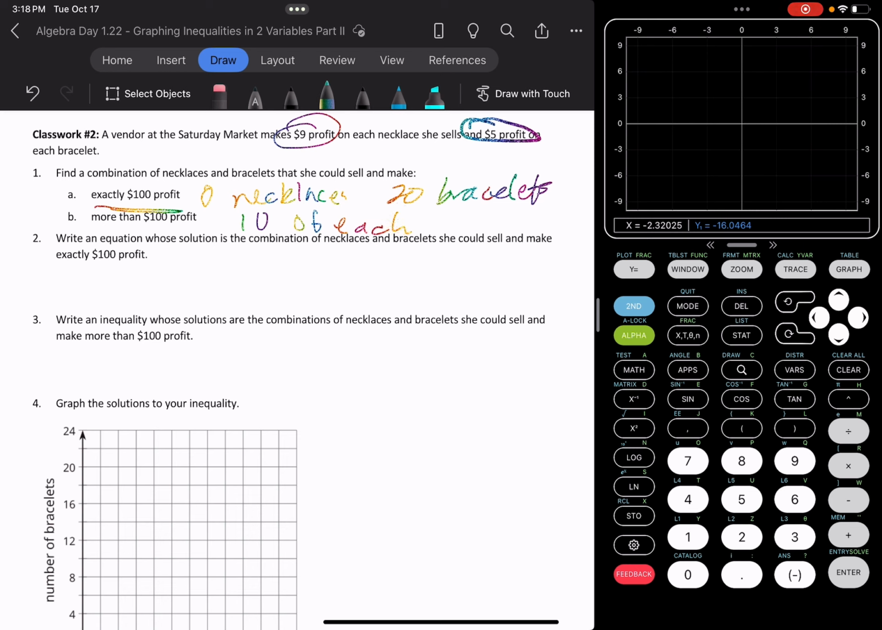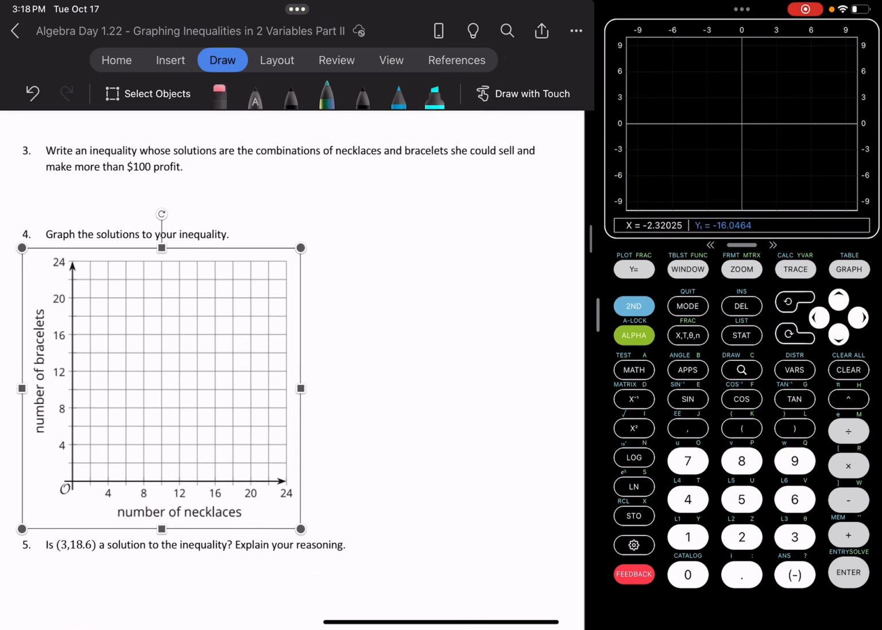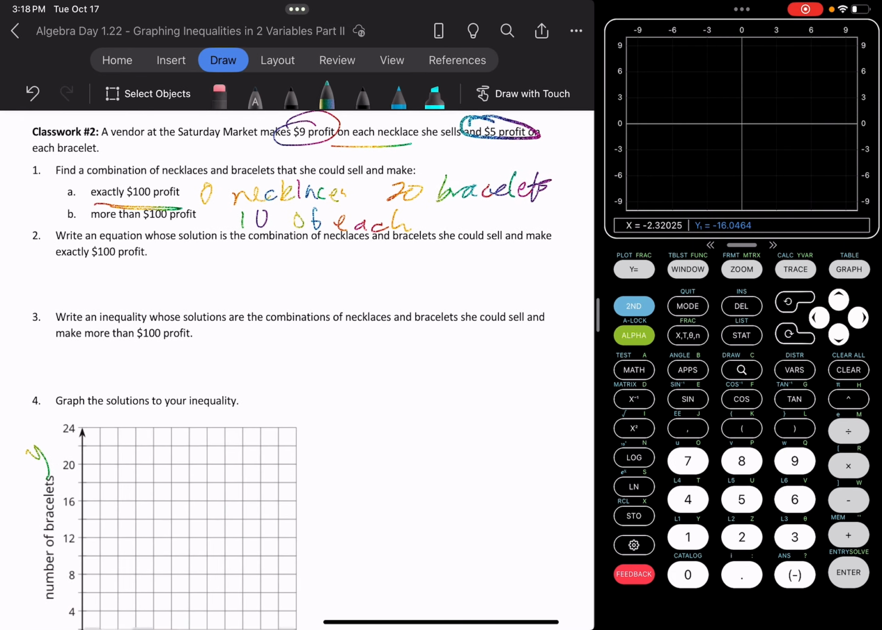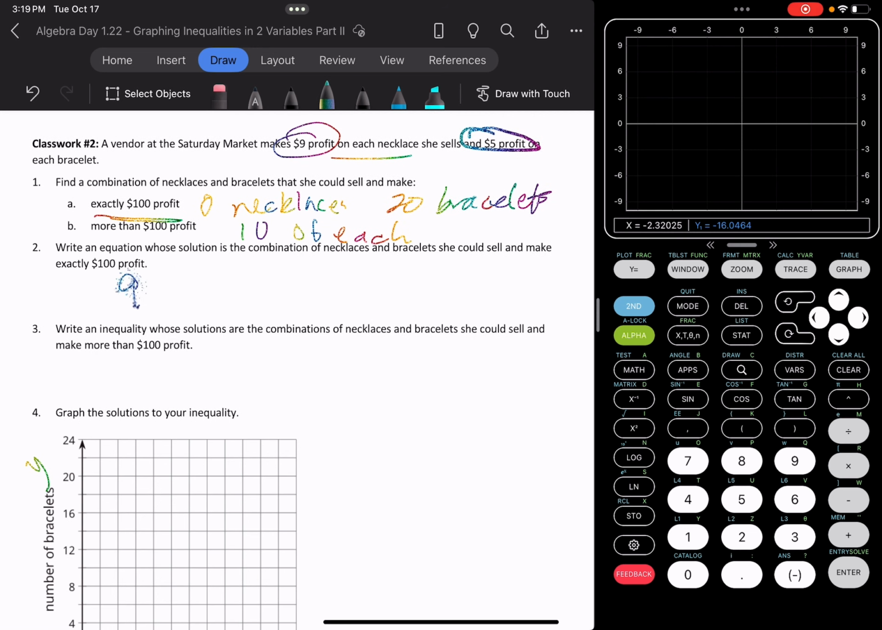To make this equation, we have 9 per necklace, and if we look at our graph, the necklaces are on the x and the bracelets are on the y-axis. So we're looking at 9x plus 5y, and if she's making exactly, it would equal $100. If we wanted to show an inequality where she makes more than, we would do 9x plus 5y is greater than $100.